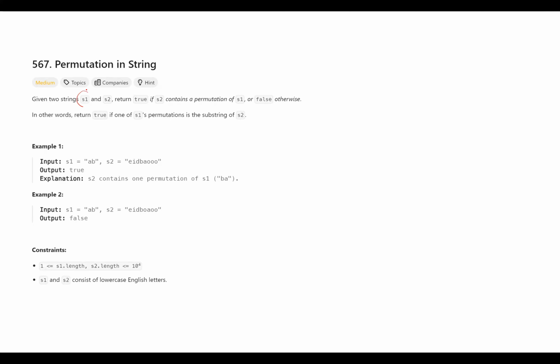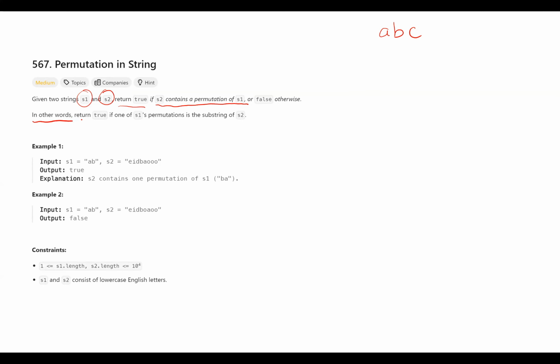We're given two strings S1 and S2. We have to return true if S2 contains a permutation of S1, or if S2 doesn't contain a permutation of S1, then we return false. So what is a permutation? Say if we have a string ABC, one of the permutations is BAC, right? Or it can be CAB. So permutation means, in other words, anagrams, right? So we have to find the anagrams.